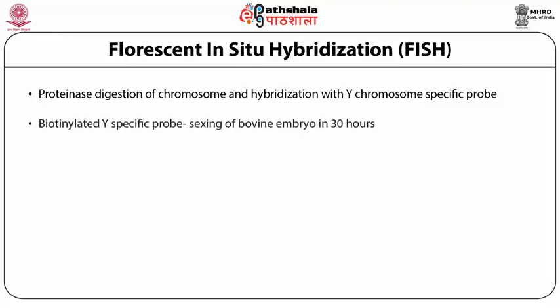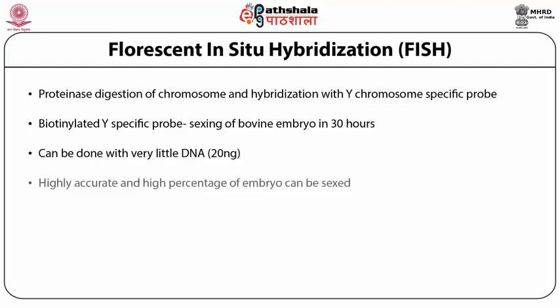So sexing of bovine embryo can be done in 30 hours. The beauty of this technique is that it can be done with very little DNA, so it requires very few cells for determining the sex. Another advantage is that it is highly accurate and a very high percentage of embryos can be sexed by using this technique. Disadvantage associated with this technique is that it is quite complicated, expensive and time consuming. It is also limited by its accessibility of the biopsy of the embryo.